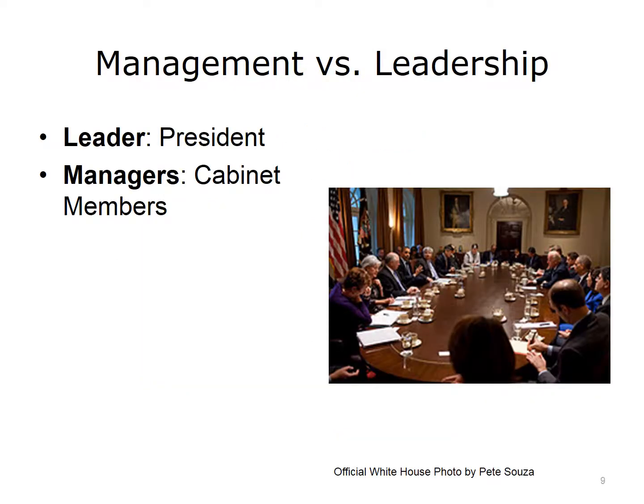We can also look at the example of the President of the United States and the cabinet members. The President is perceived as a vision setter across the globe and domestically. He or she is considered a leader. But the President relies on the cabinet members or managers to manage the individual pieces of the leadership strategy.